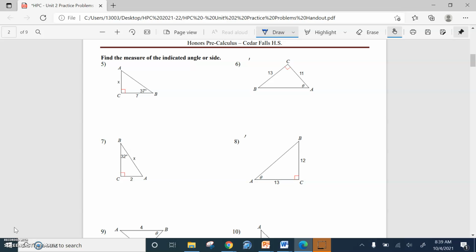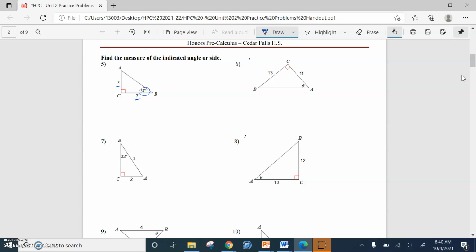They say, find the measure of the indicated angle or side. So in this case, what you'll see is we have a side length and an angle, and it says find the length of side x in this case. The next problem, let's look over at number 6. Number 6, they give you both side lengths, and they say, now find the angle. So each of these problems, 5 through 10, gives you two pieces of information and asks you to find the third. So what we need to do is take that information and determine which ratio we're working with and solve it.